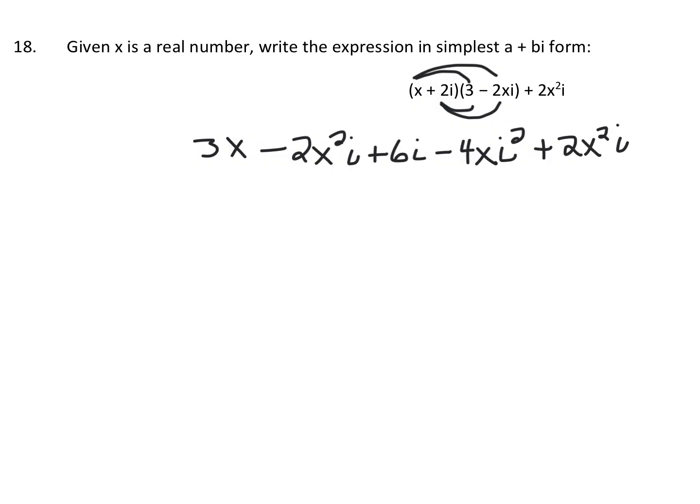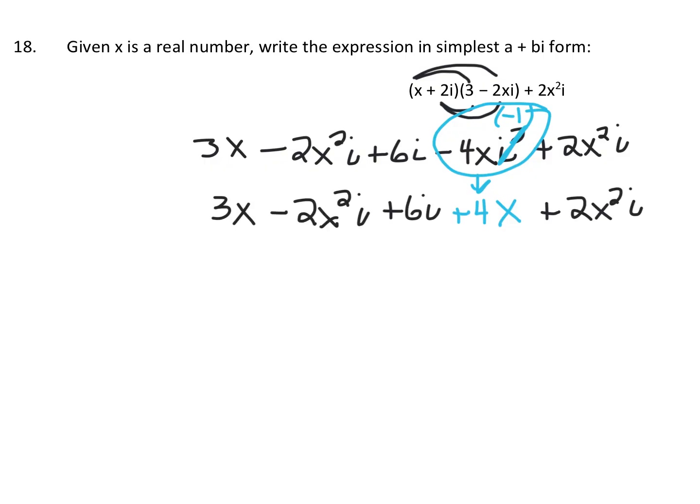We never want to leave exponents on an i. So we all know this, right? i squared is equal to negative 1. So if I cross this off and make this a negative 1, wouldn't negative 4x times negative 1 be equal to a positive 4x? So this term right here becomes positive 4x. I'm just going to bring everything else down, and then we'll worry about combining our like terms.